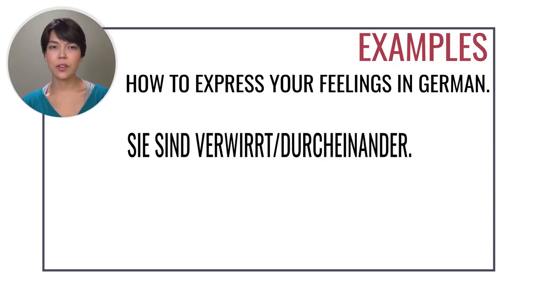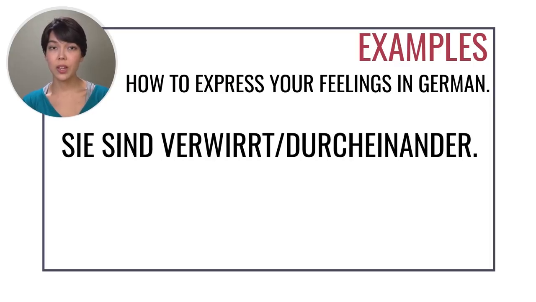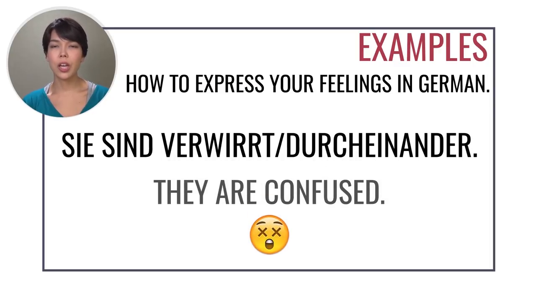Next, sie sind verwirrt, durcheinander. They are confused. Here we have the word sie, meaning they, followed by sind, a conjugated form of the verb sein, to be, and the adjective verwirrt, durcheinander, confused. So altogether it means they are confused.